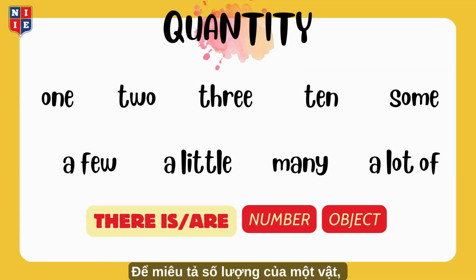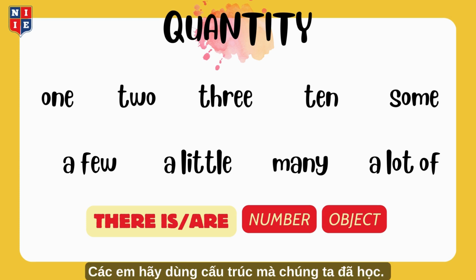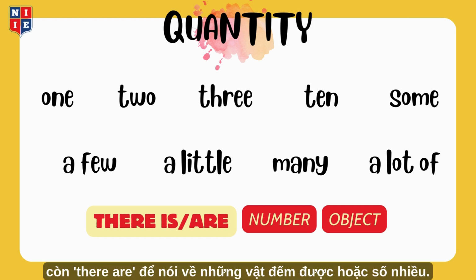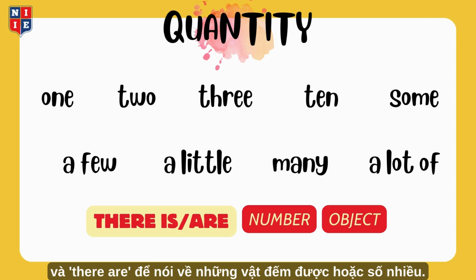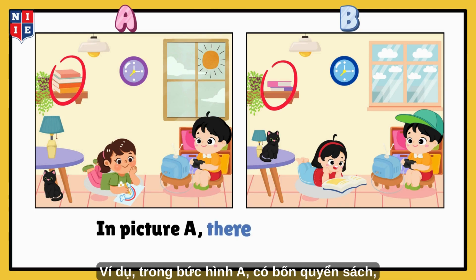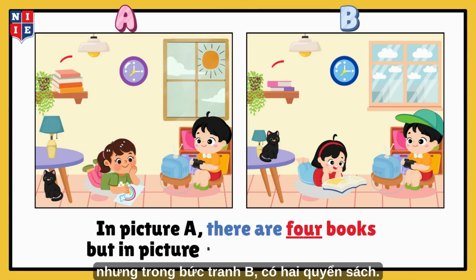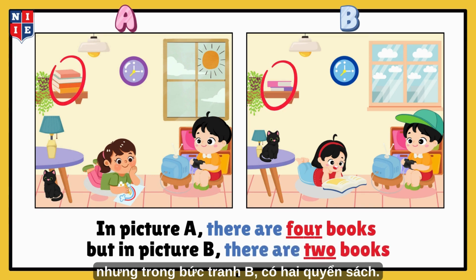To describe how much of something there is, you can use words that show quantity, like 1, 2, 10, a few, many, and more. Please use the given structure. Here, we use there is to list or talk about singular nouns or uncountable nouns. Meanwhile, there are is used for plural nouns or countable nouns. For example, in picture A, there are 4 books, but in picture B, there are 2 books.